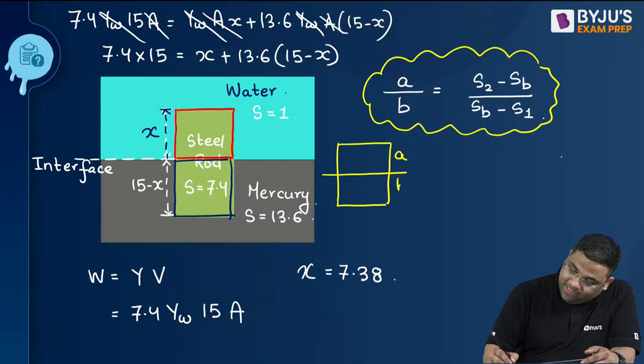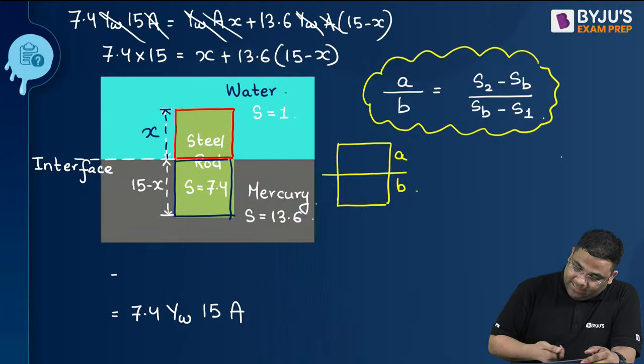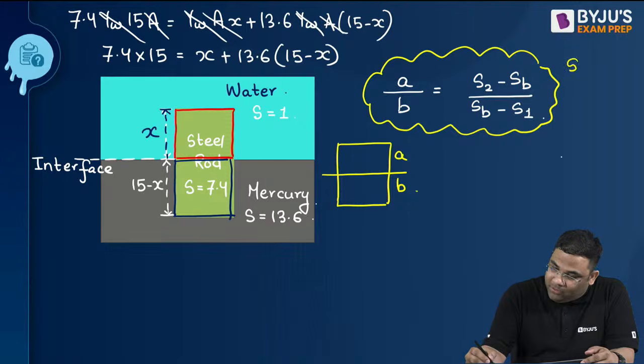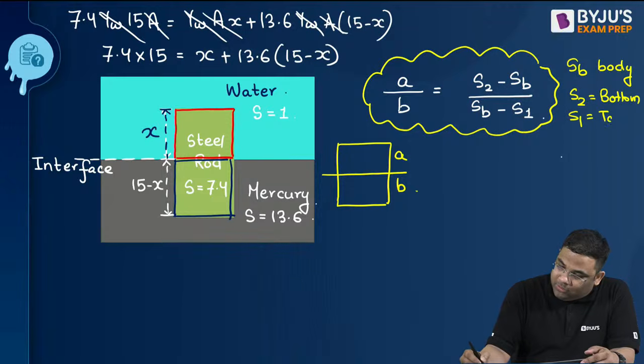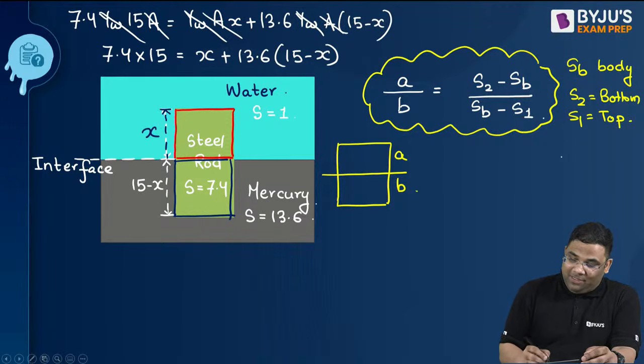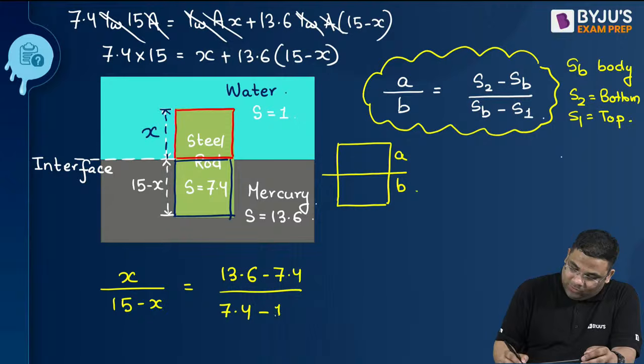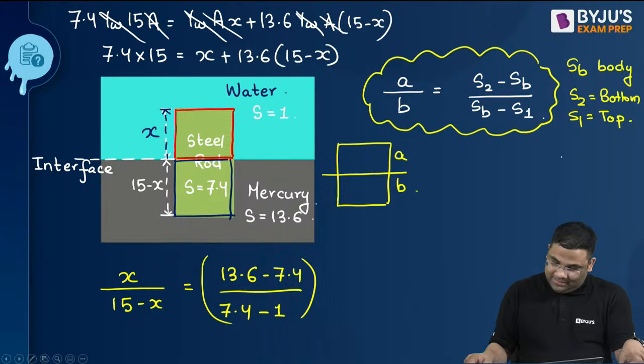So this is A and this is B, right? B belongs to the body, SB belongs to the body, S2 belongs to the bottom one, and S1 belongs to the top one. So now put this in and tell me. A is x, B is 15 minus x. S2 is the bottom one, 13.6. The body is 7.4, divided by the body, 7.4, and the top one is water, so 1. Are you getting the same answer? Let us see.